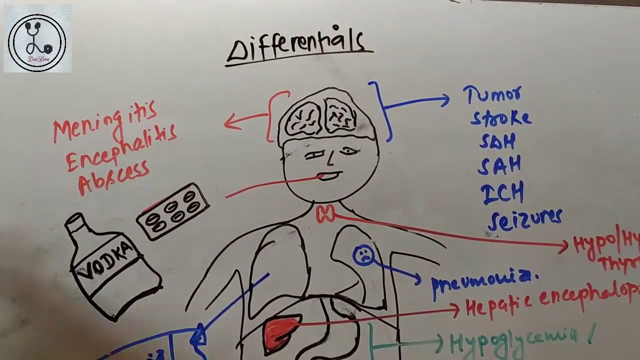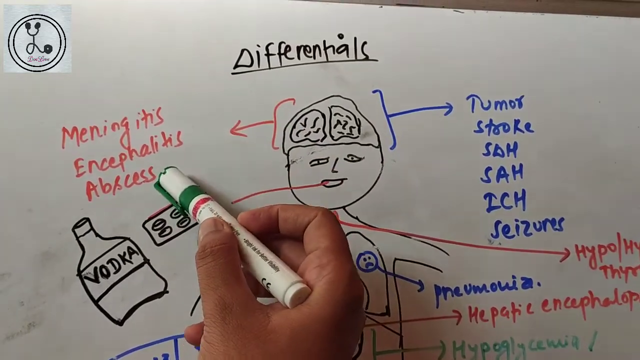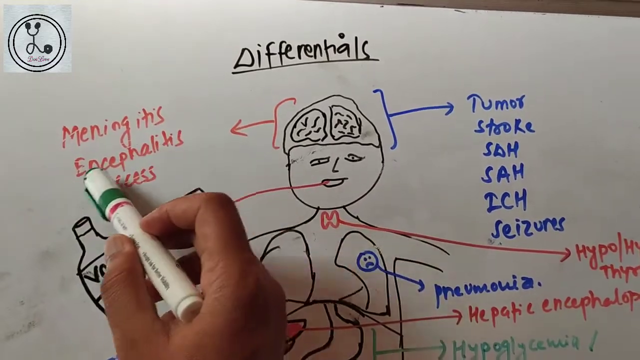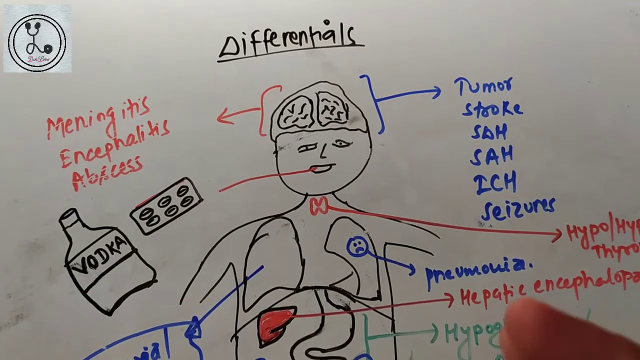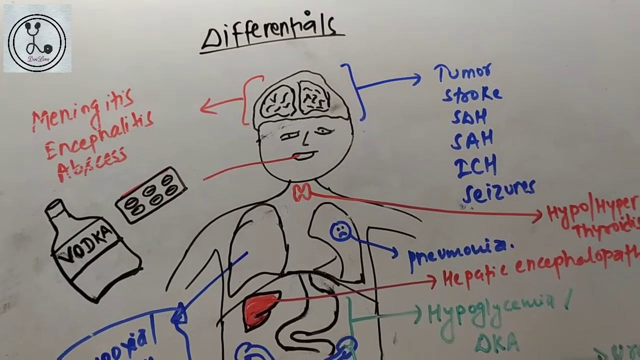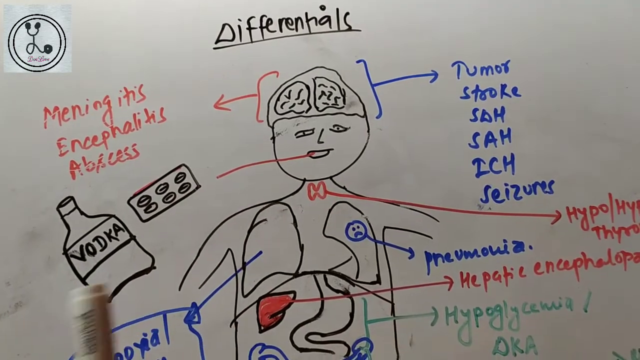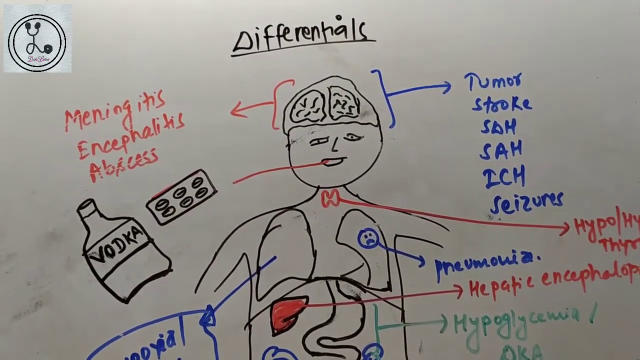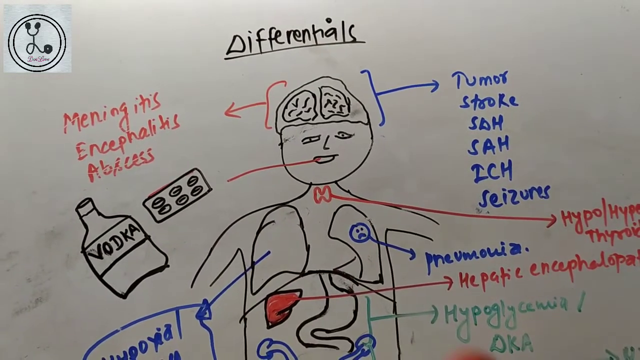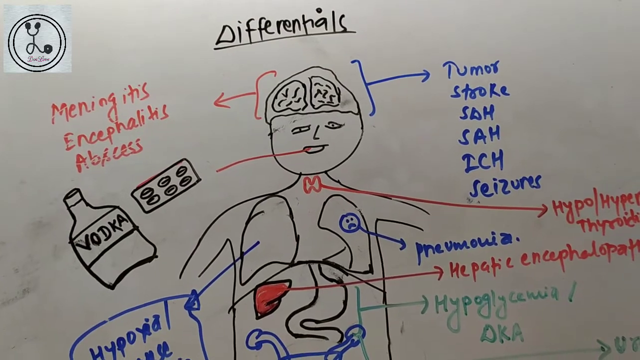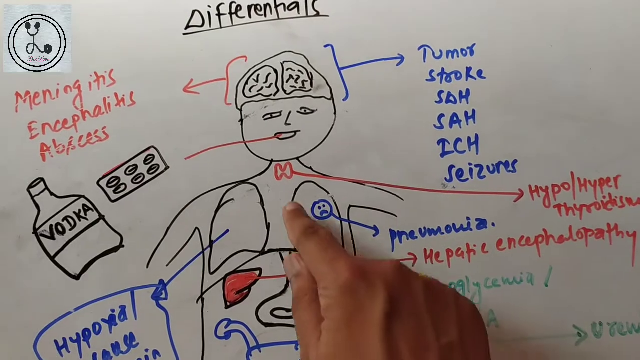Similarly, there are some infective conditions that can affect the brain, like meningitis, encephalitis, and cerebral abscess. These three conditions can lead to altered mental status. Now there are some causes related to food habits. If the person is taking some sorts of medicine or alcohol, the alcohol and medication can also lead to altered mental status.